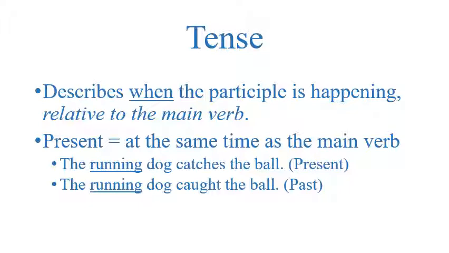Perhaps an example sentence will make this clearer. The running dog catches the ball. Because catches, the main verb, is present, the running dog also happens in the present. However, if we change the main verb to the past, the running dog caught the ball, the running dog happens in the past along with the main verb.